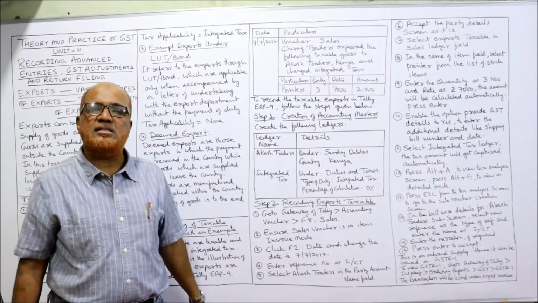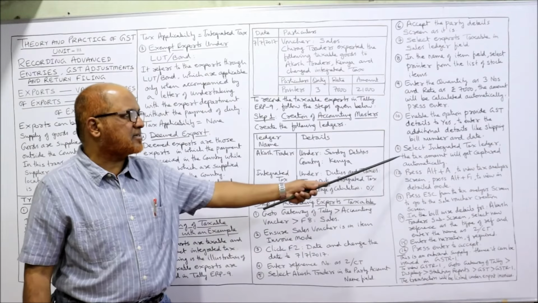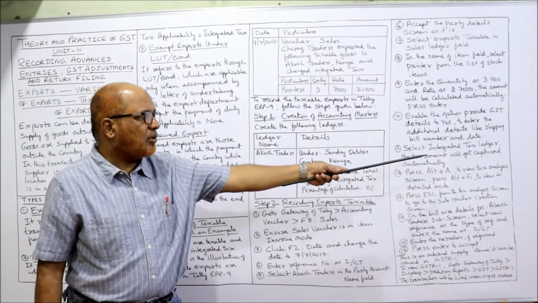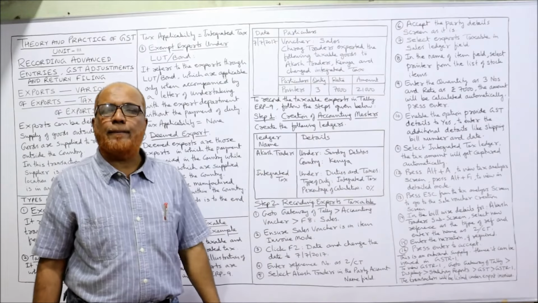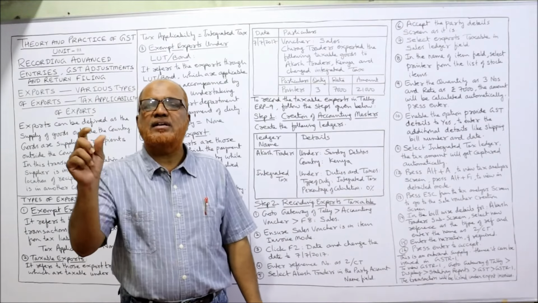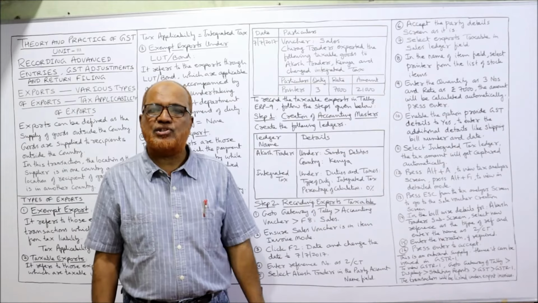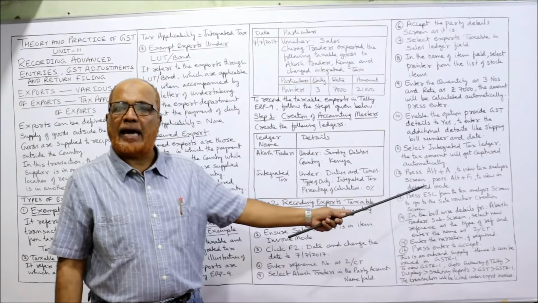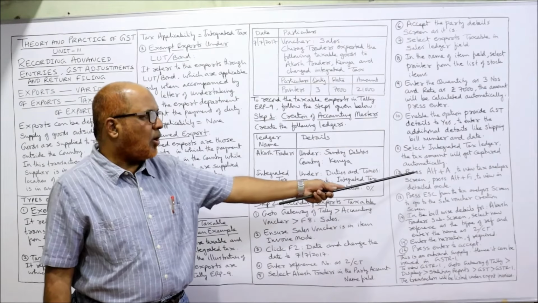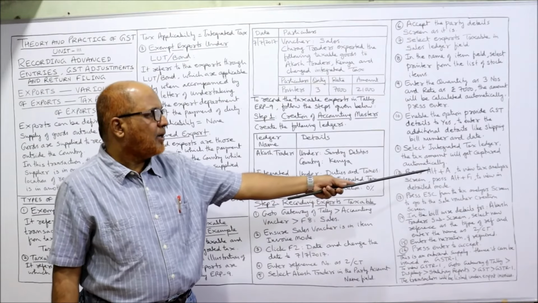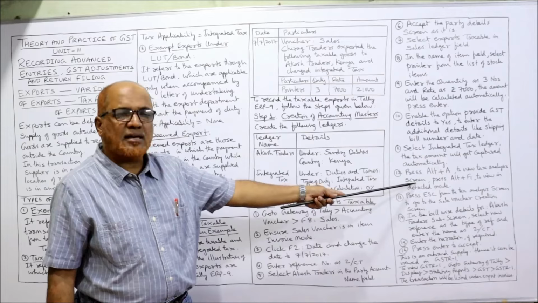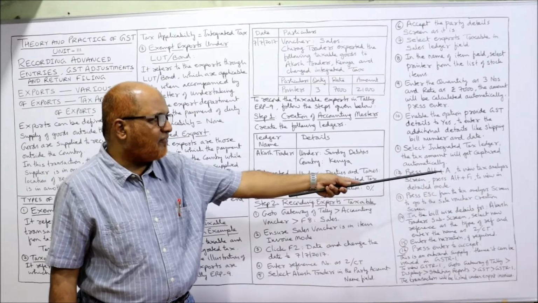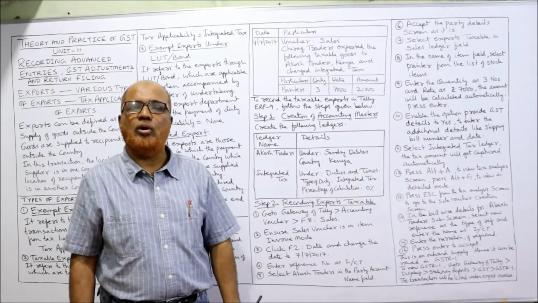Now you have to fill up the next, integrated tax ledger. The tax amount will get captured automatically because already we have fixed the rate of tax, rate of GST. So automatically integrated tax will be calculated. Then press Alt plus A to view tax analysis screen. Press Alt plus F1 to view in detailed mode.